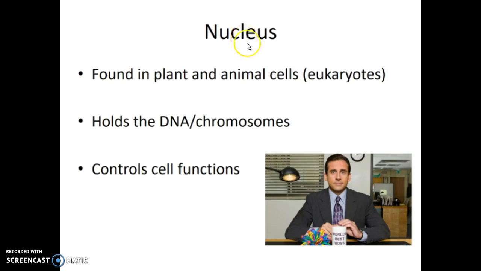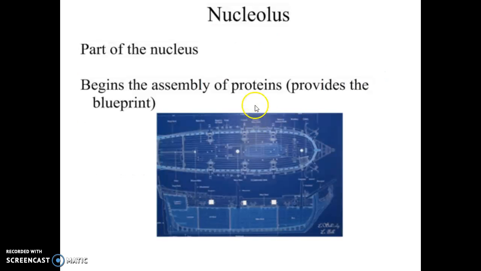Looking inside the nucleus is a dense region known as the nucleolus. Don't get those two terms mixed up. It is part of the nucleus. In the nucleolus, this begins the assembly of proteins, and it does so by providing a blueprint. And if you've seen these before, you should know that blueprints are detailed instructions. It identifies exactly how something should be assembled. In the case of what the nucleolus is doing, it's how those proteins should be assembled.